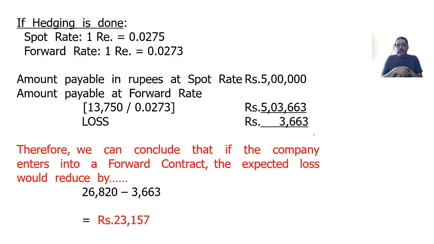So this is a type of typical examination question. If hedging is not done, then what would be lost? If hedging is done, then what would be lost? Are we going to get any benefit? If yes, then how much? If hedging is not done, you will take the combination of spot rate and expected spot rate. If hedging is done, what is the combination? Spot rate and forward rate. Okay? Clear?